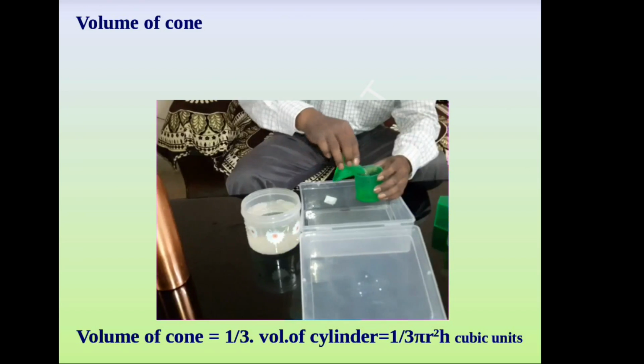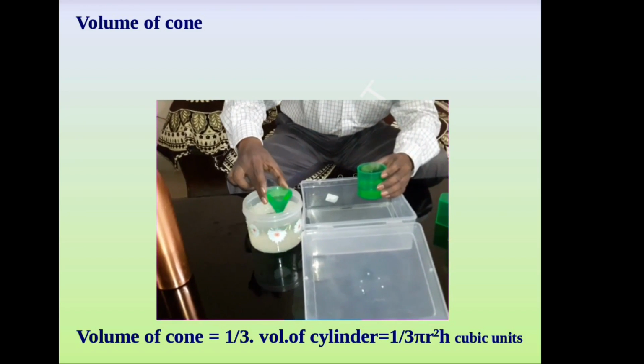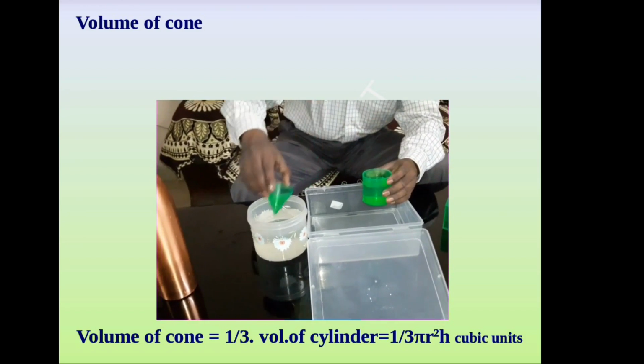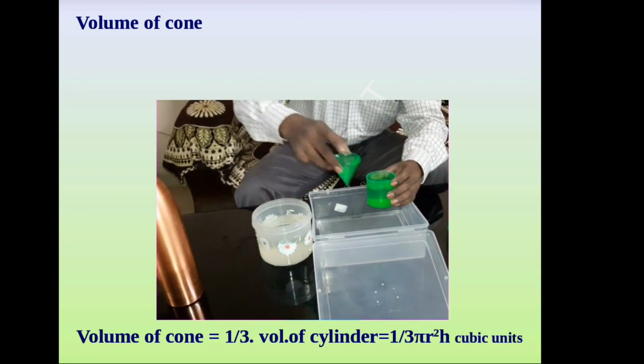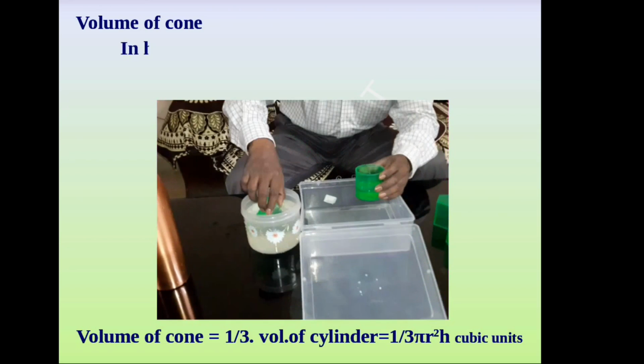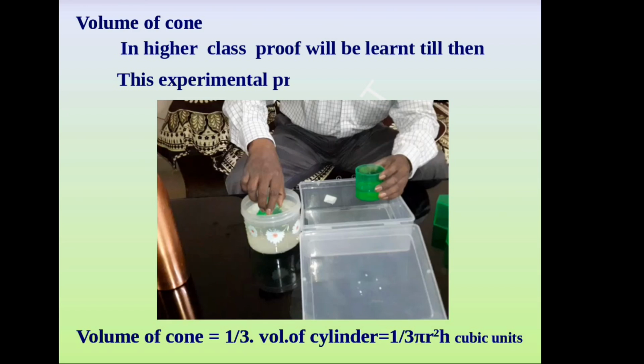Now volume of a cone. My dear children, observe that the same base and height of a cone and cylinder is taken. 3 cones full of water is filled in a cylinder. Therefore, volume of cone is equal to 1 by 3 volume of cylinder. That is 1 by 3 pi r square h cubic units.